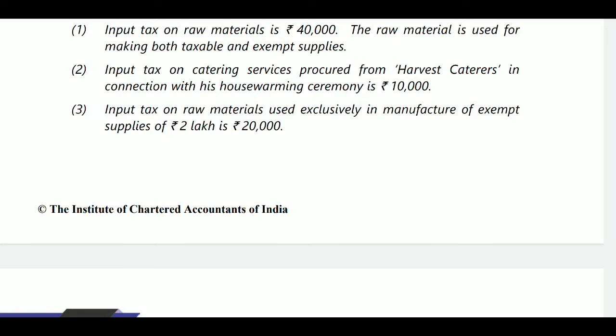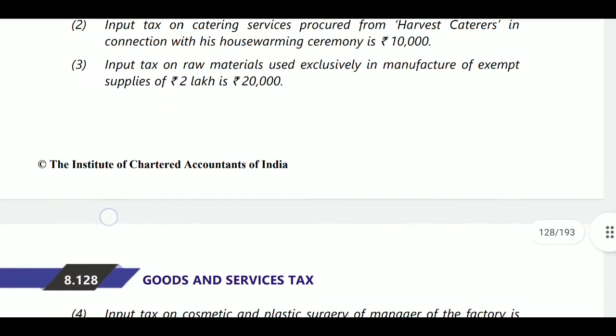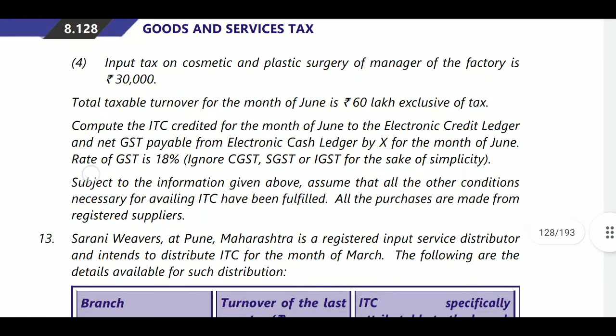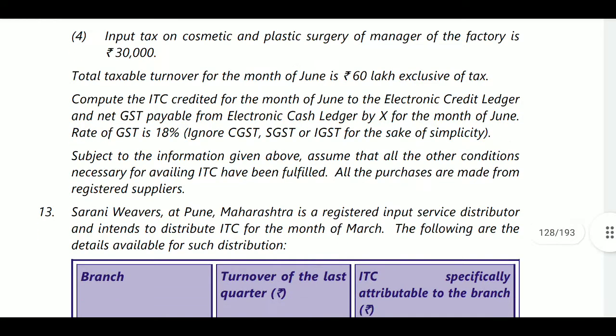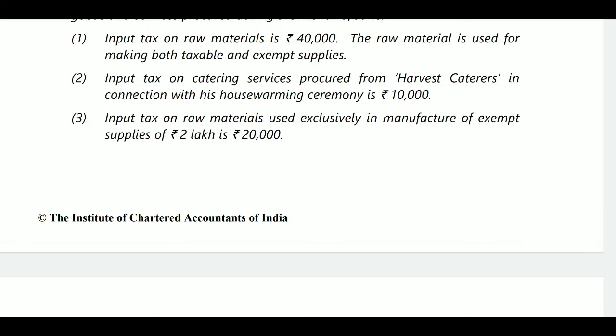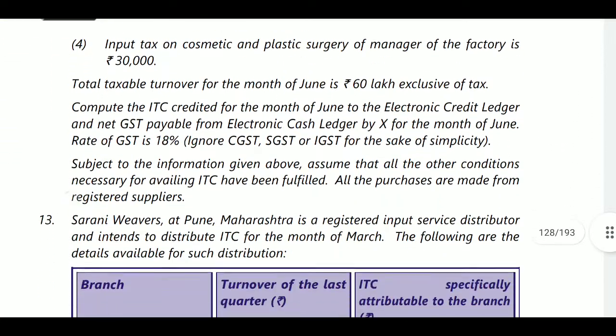Even though healthcare is exempted, cosmetic plastic surgery is not exempted. Next, input tax credit on raw materials used exclusively in manufacture of exempted supplies. If it is used exclusively for exempted supplies, it will not be eligible for ITC claiming. Next, total turnover for the month of June will be 60 lakhs exclusive of tax. 60 lakhs is the normal turnover, and here 2 lakhs was provided for exclusively exempted turnover. So total turnover will be 62 lakhs in this case.